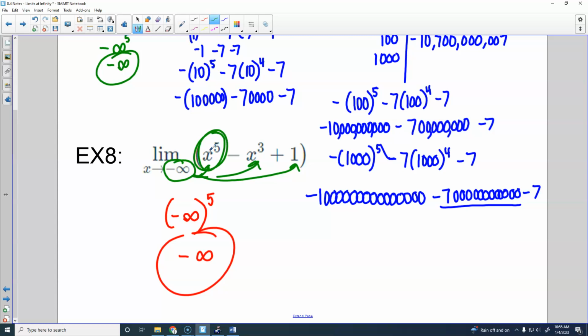So I spent a lot of time explaining that because I wanted you to see why, but when you see these problems, you should be able to do them really quickly, because you're just saying, oh, highest exponent is x to the 5th, plug in negative infinity. These answers are going to be either positive infinity or negative infinity. You won't get another answer for these. Okay.